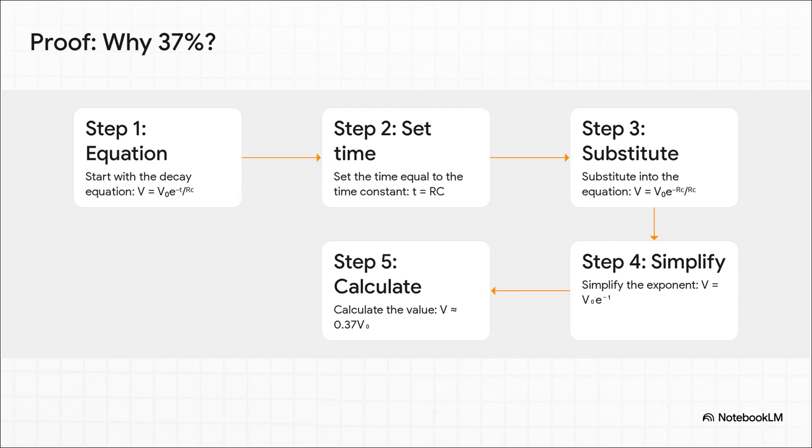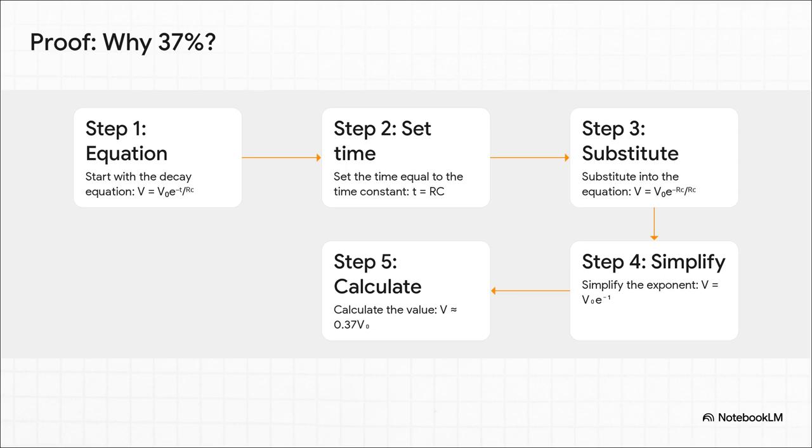So where on earth did that 37% come from? Let's check the math. We start with our trusty voltage decay equation. Now let's ask a question. What happens at the exact moment in time when t is equal to our time constant, RC?